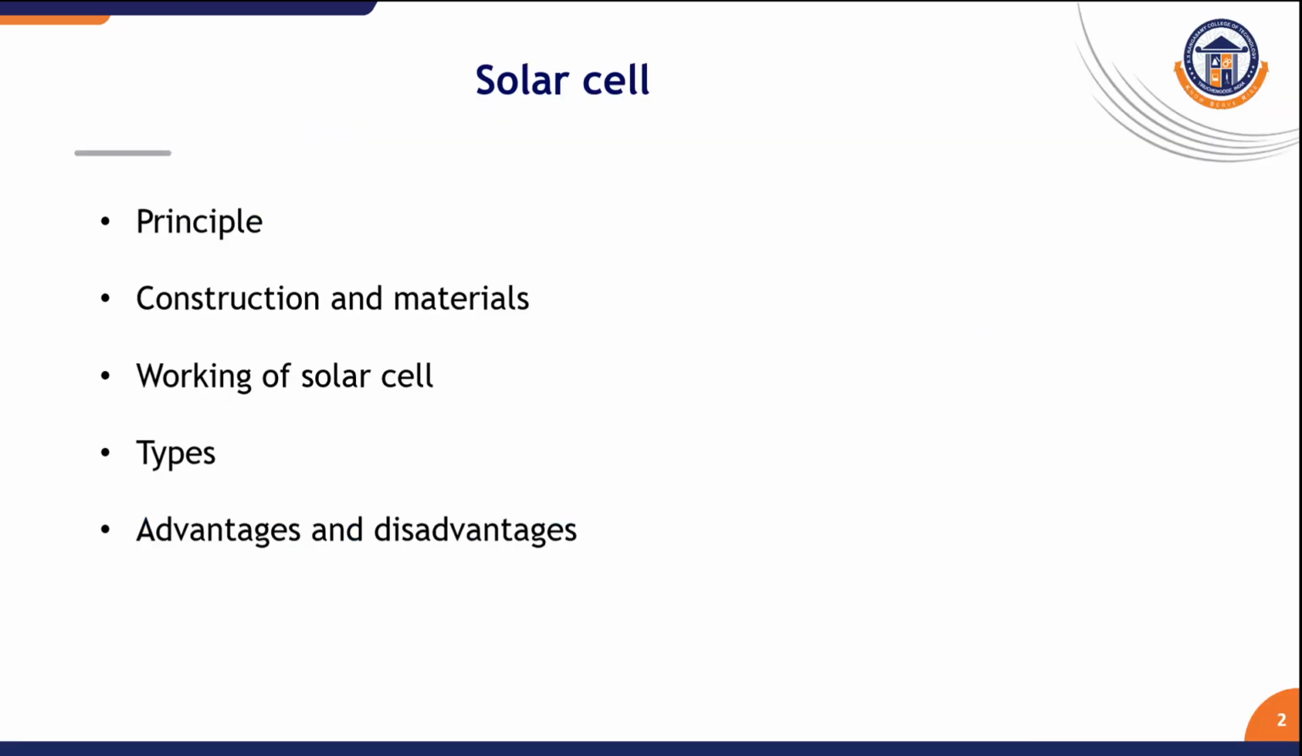First, let us see the overview of the session. Here is today's outline. We will begin with the principle of solar cells, then look at their construction, followed by the working mechanisms. After that, we will see the VI characteristics, the materials and criteria for selection, the types of solar cells, and finally their advantages and disadvantages.